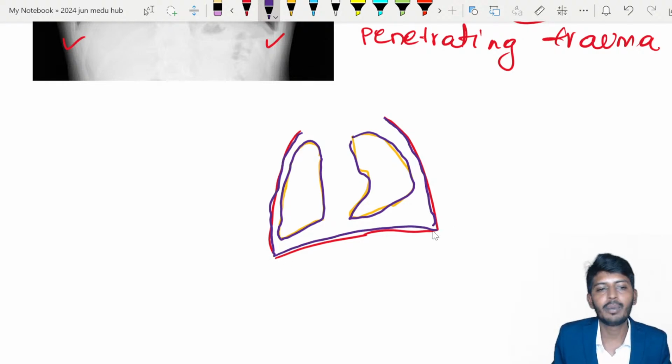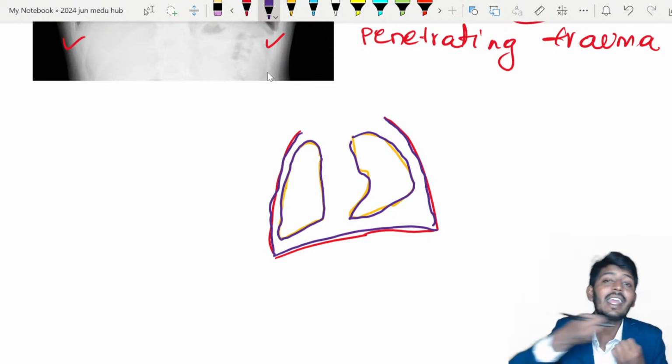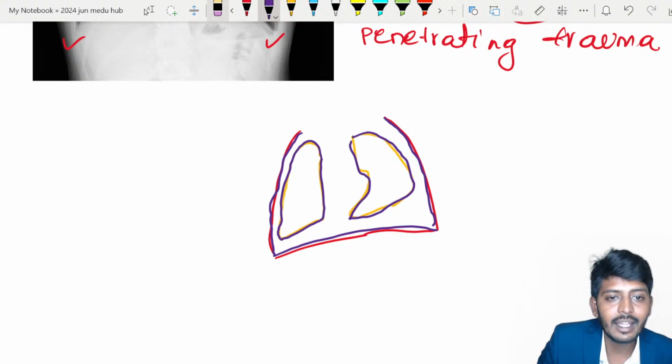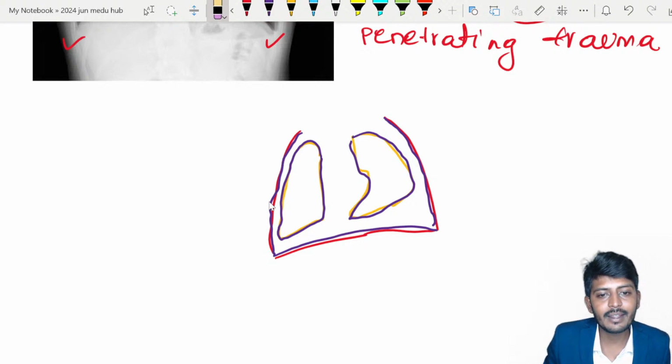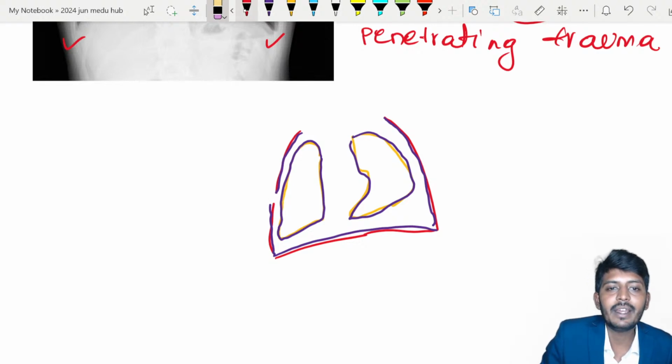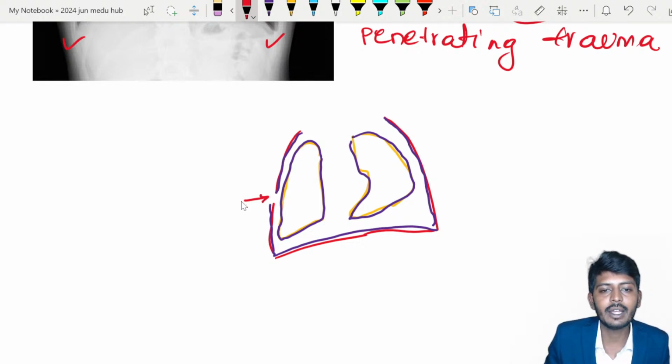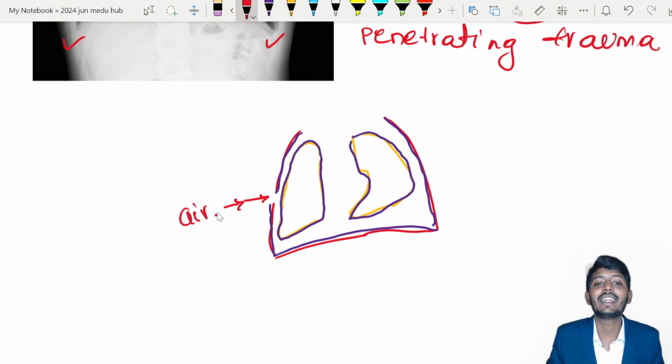We'll call it the pleural cavity. Now, the pleural cavity normally has a negative pressure. Negative pressure means it can suck anything inside. So what will happen if there is a penetrating trauma? Penetrating trauma will pull all the air into the thoracic cavity. All the air will come inside because it has a negative pressure.